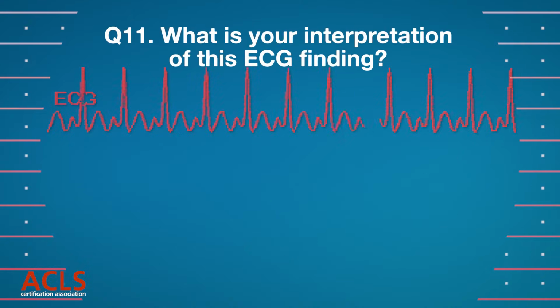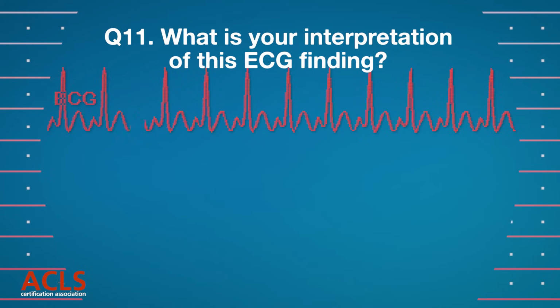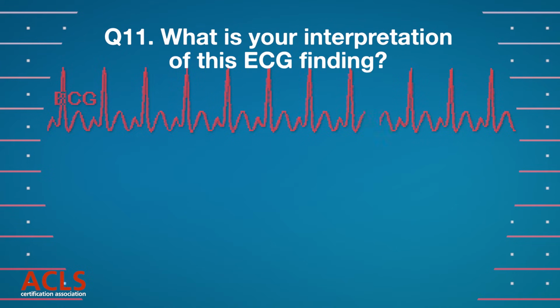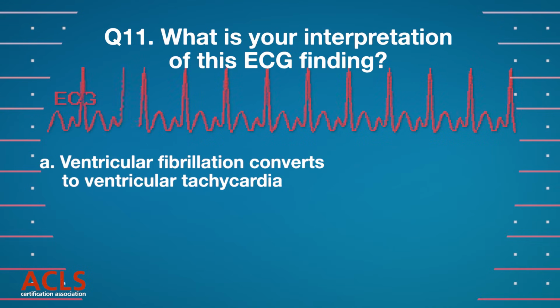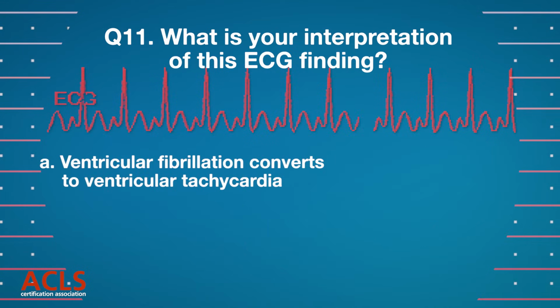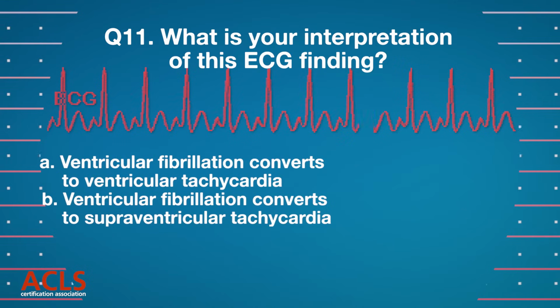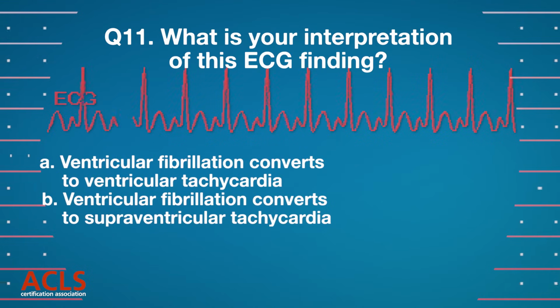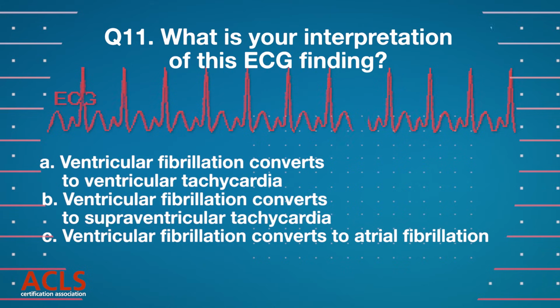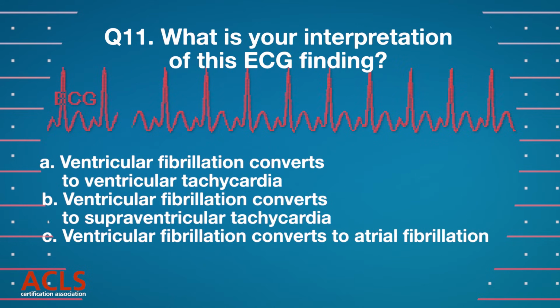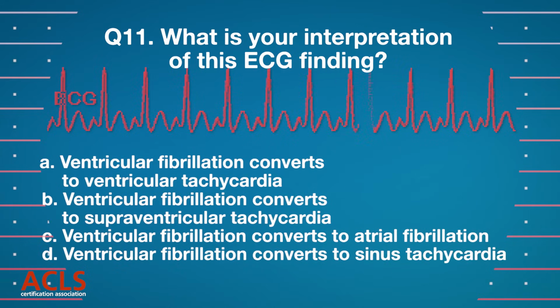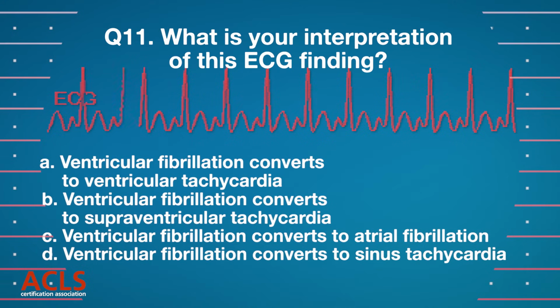Question 11. What is your interpretation of this ECG finding? A. Ventricular fibrillation converts to ventricular tachycardia. B. Ventricular fibrillation converts to supraventricular tachycardia. C. Ventricular fibrillation converts to atrial fibrillation. D. Ventricular fibrillation converts to sinus tachycardia.